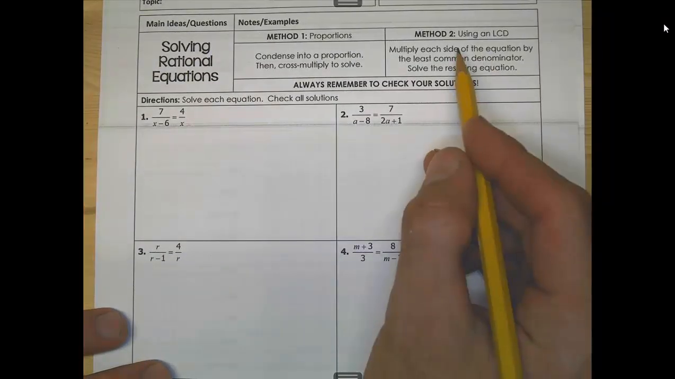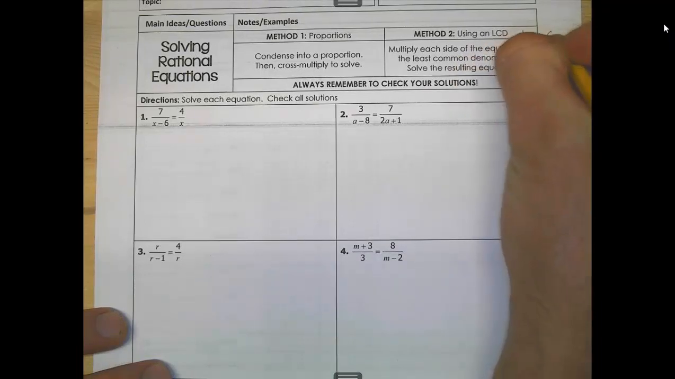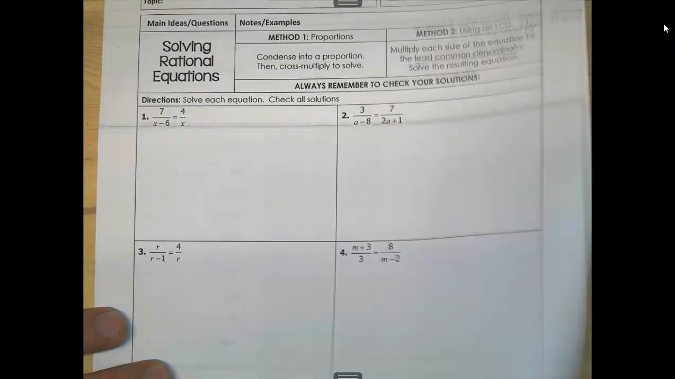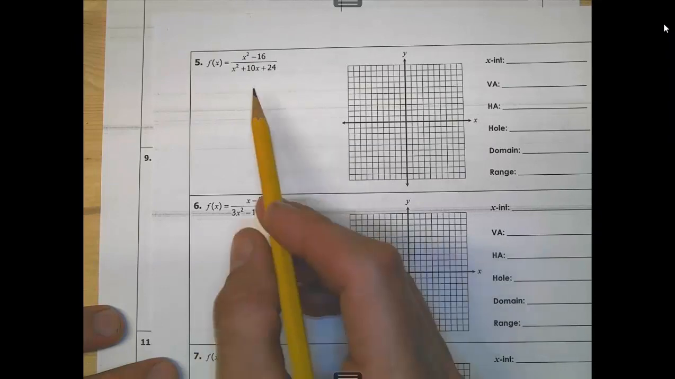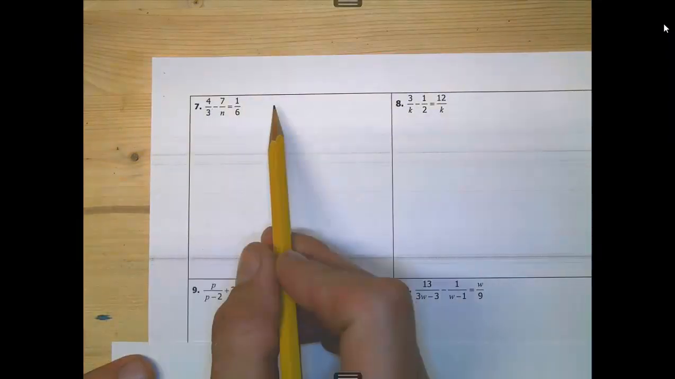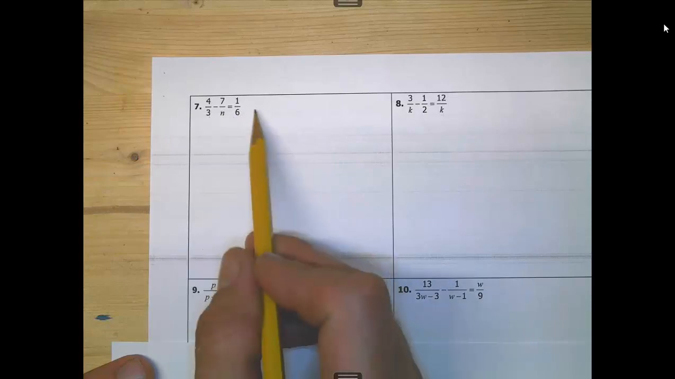But then we also have the second method where we're going to clear fractions. So next to this method, write clear fractions. We did this earlier in the year. But what we do is we multiply each side of the equation by the least common denominator, so the smallest thing that everything in the bottom goes into, and we're going to clear fractions when we do that. So if you take a look at question 7 here, we're going to multiply through by 6n. That's the smallest thing that 3n and 6 go into, and when we do that, we're going to clear fractions. So we'll get there.